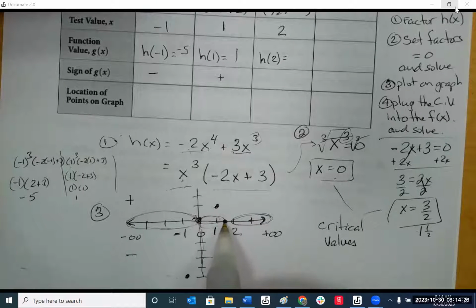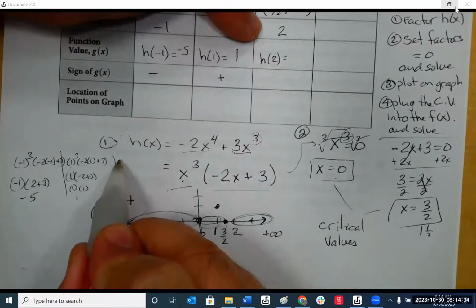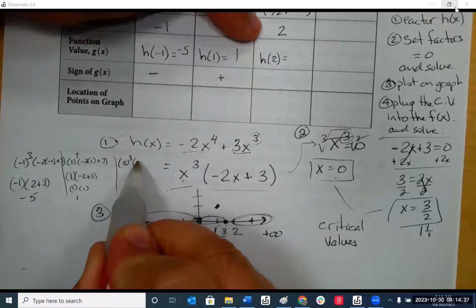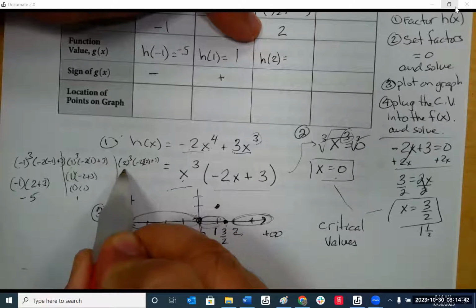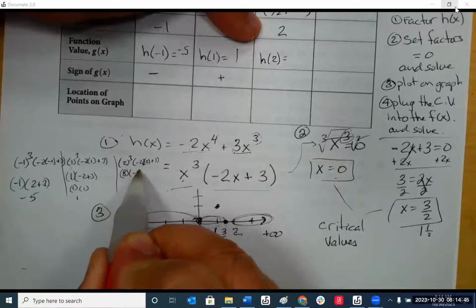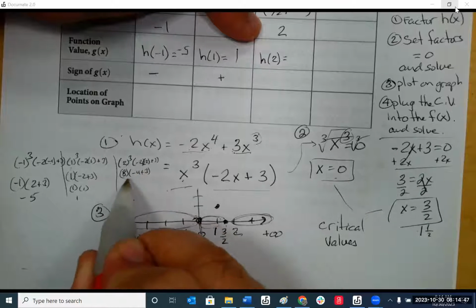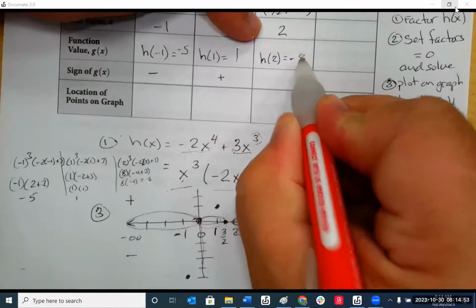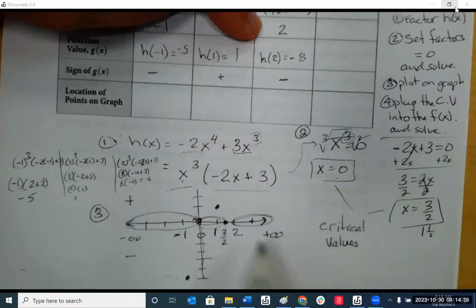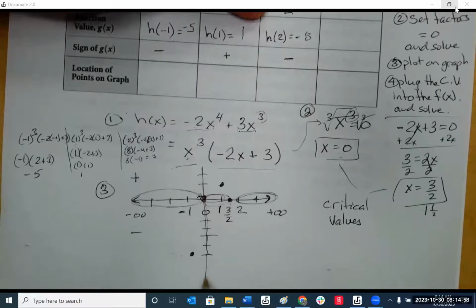Then it crosses at this one, or here's the next x-intercept. So we go to 2. We do the next calculation. 2 cubed, -2 times 2 plus 3. 2 cubed is 8. -2 times 2 is -4 plus 3. 8 times -1 is -8. It's negative. So this one goes all the way down here, -5, 6, 7, 8. So at 2, we have -8.